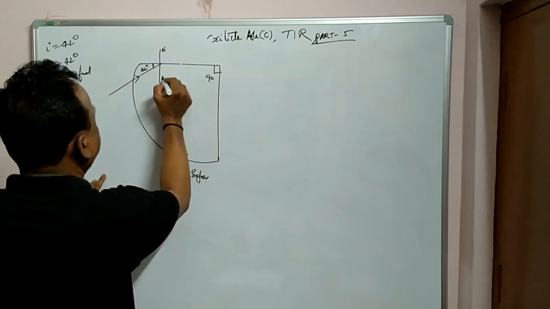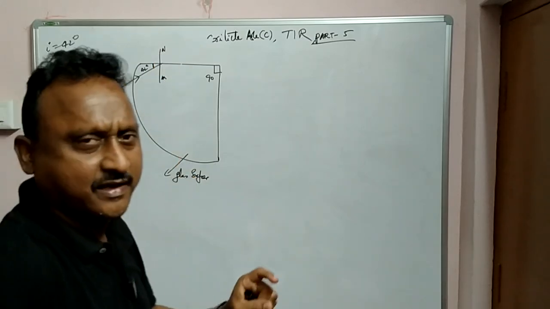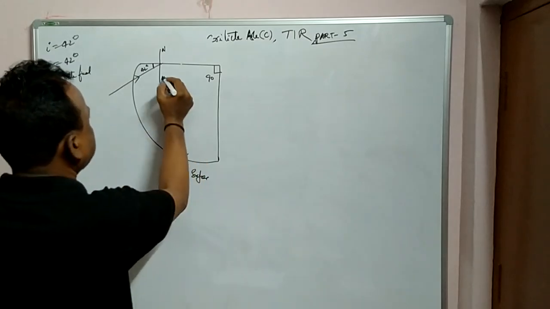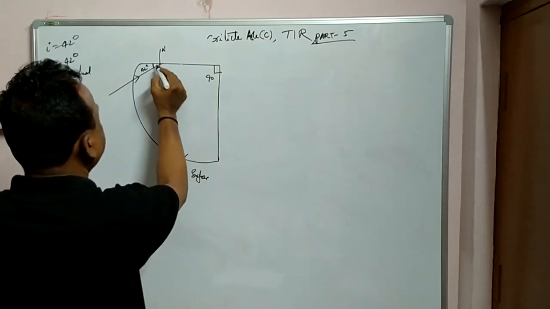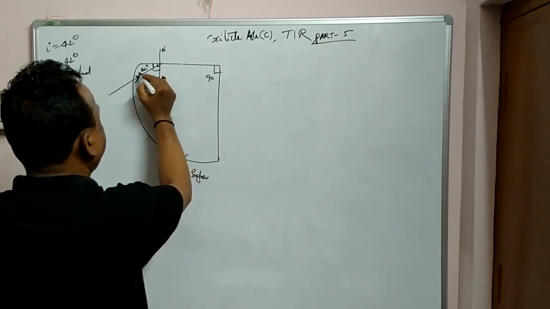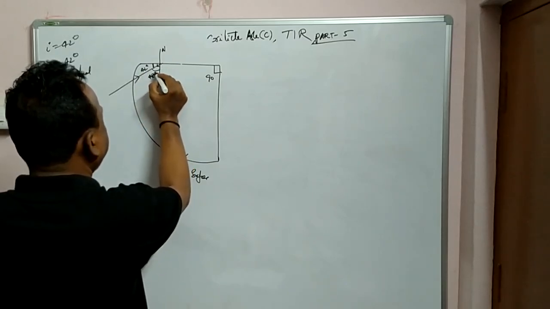This is the normal. See, I told you this chapter deals with geometry, maths geometry. So this is the normal. Draw a normal. So this angle is 90 degrees. So what will be this angle? 90 minus 42, that is 48 degrees.